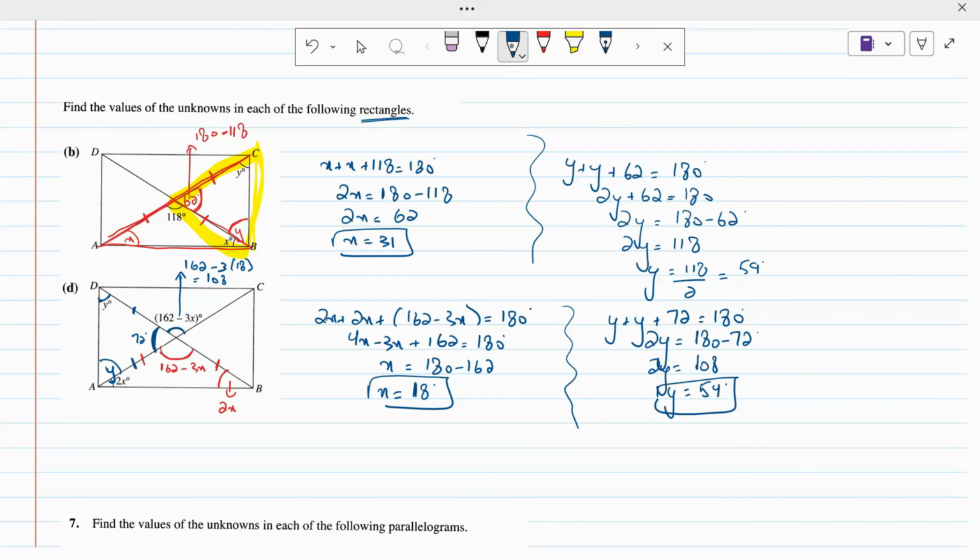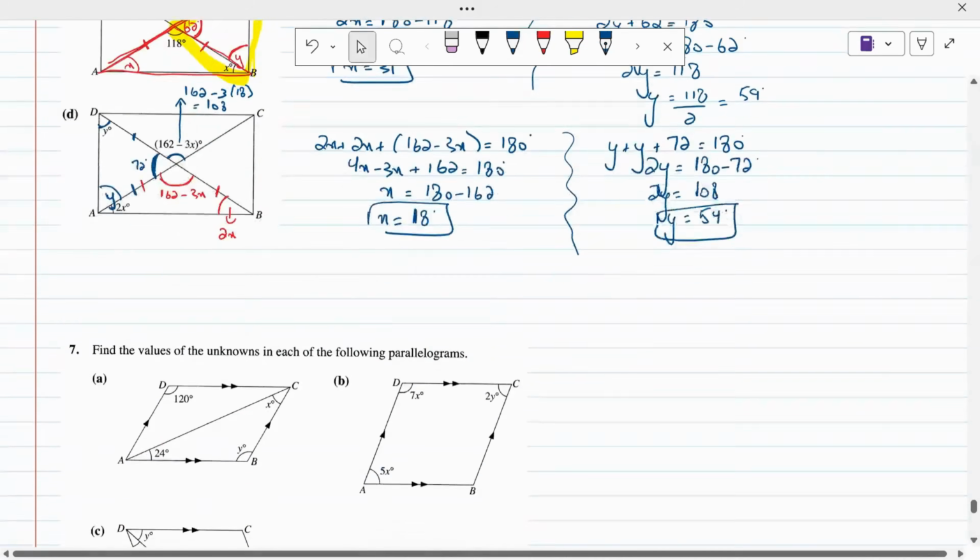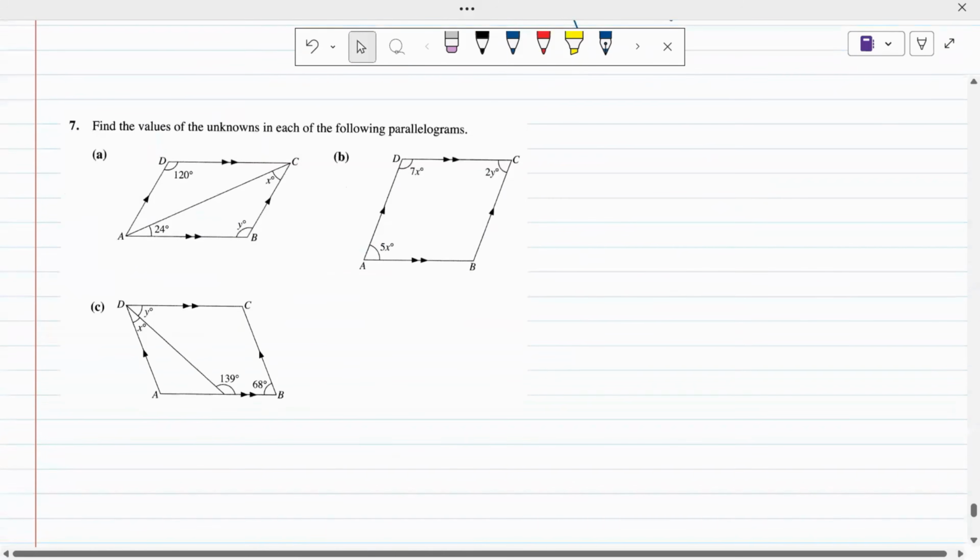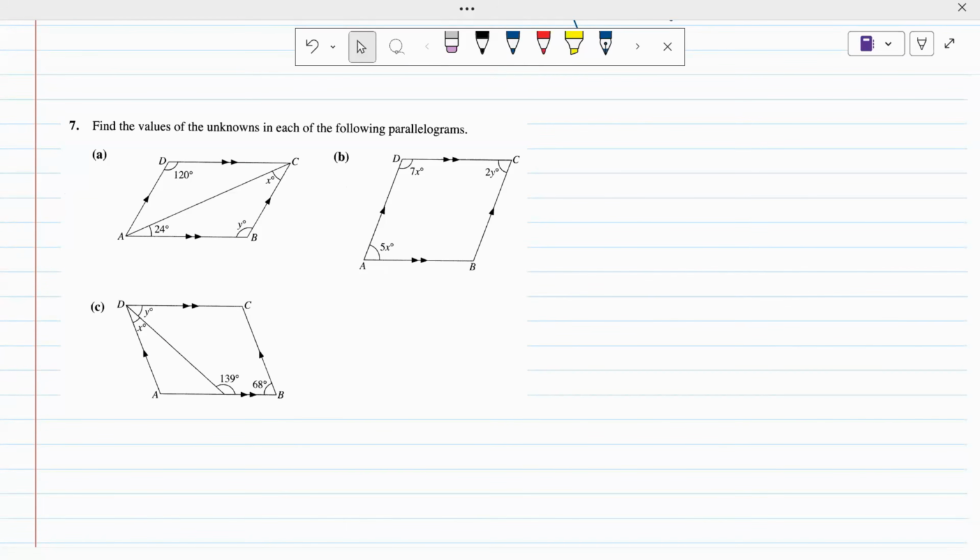So both these questions were about the rectangles. So we have made use of properties related to rectangles. Moving on, we have parallelograms. For parallelograms, I hope you remember the properties. So let's first solve this part A.